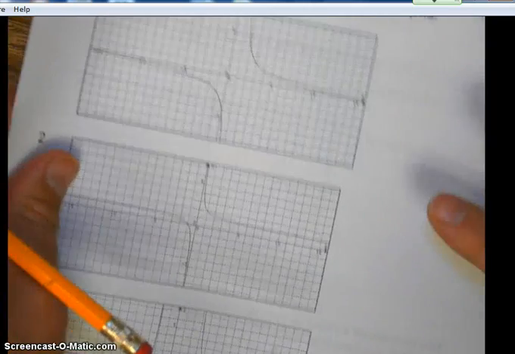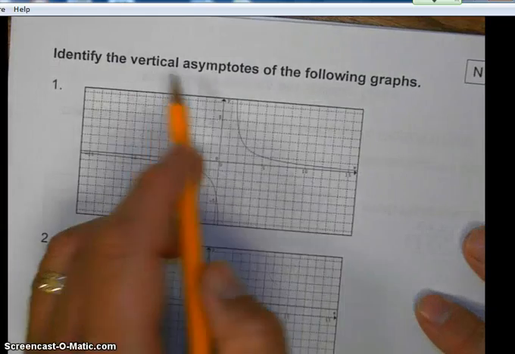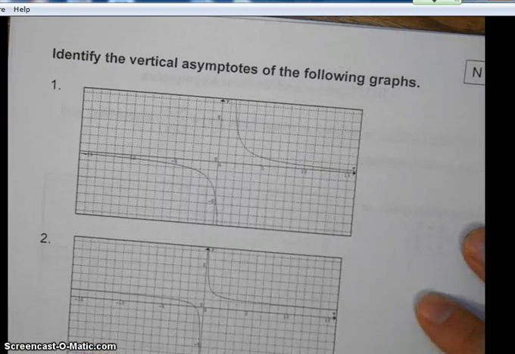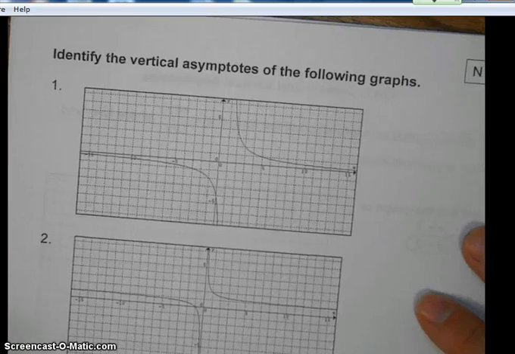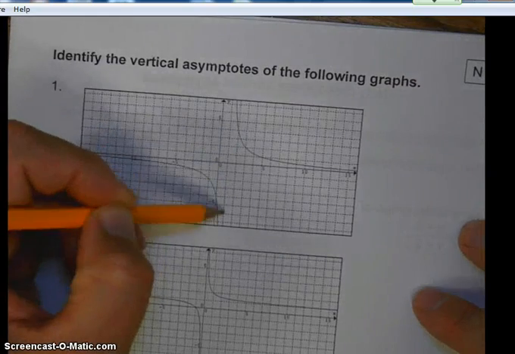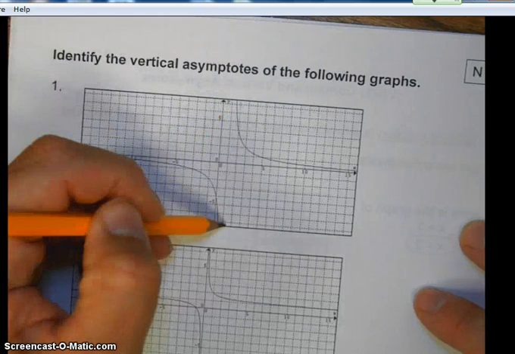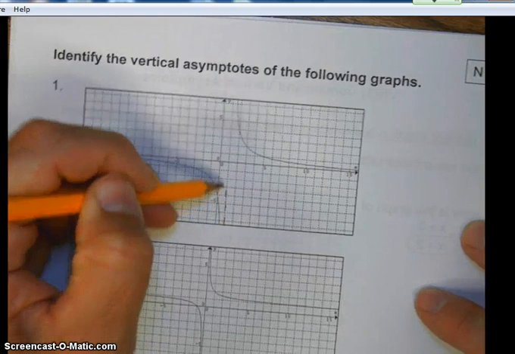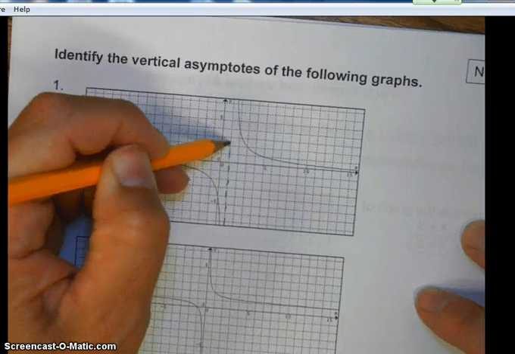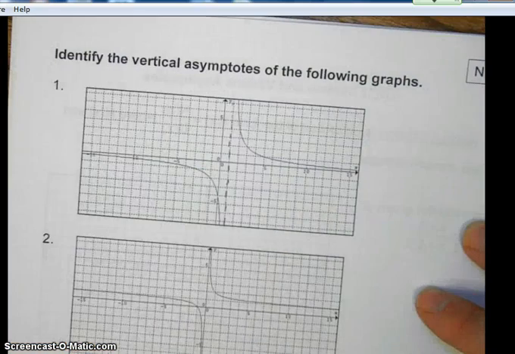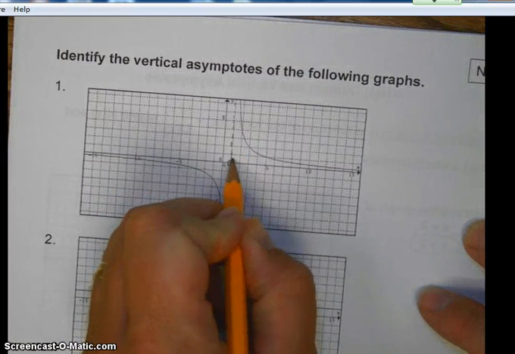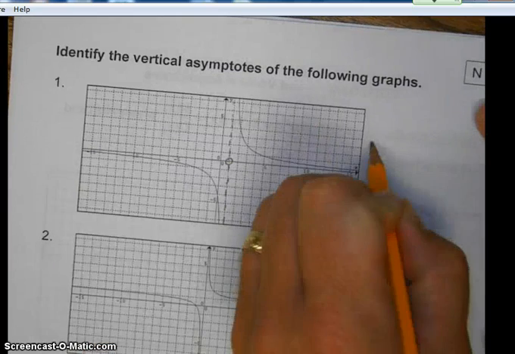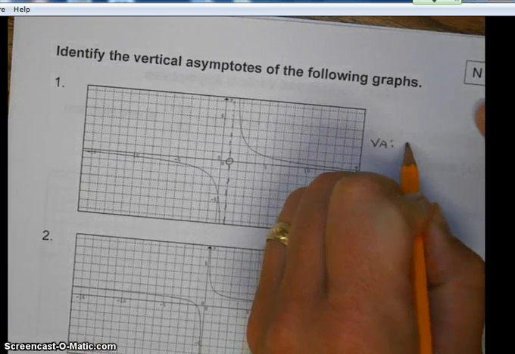All right, let's see some examples here. Identify the vertical asymptotes of the following graphs. Well, all you have to do is look for where the graph breaks apart into two. You can see there's a line right here that goes directly in between the two parts. So we have a vertical asymptote at, and you look for the number on the x-axis, that's going to be 1. So our vertical asymptote is x equals 1.